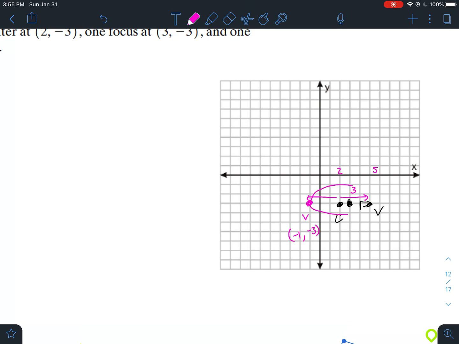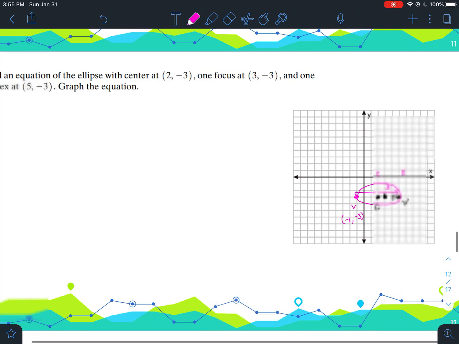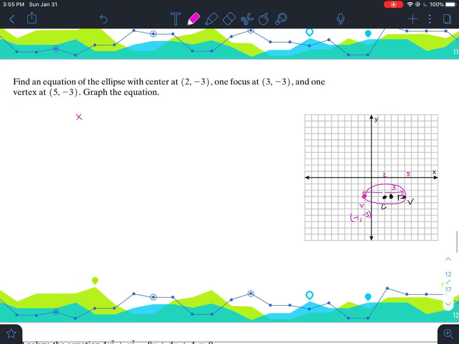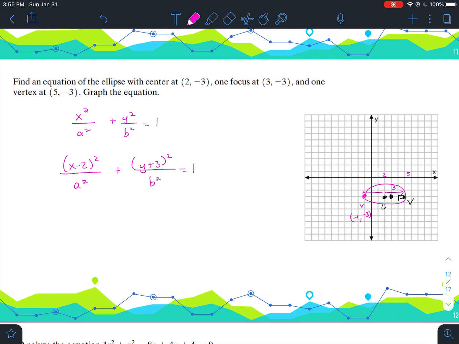And so we know that it's going to be a left and right ellipse. So it's going to be x squared over a squared plus y squared over b squared equals 1. And my center is at (2, -3), so it's going to be (x minus 2) squared over a squared plus (y plus 3) squared over b squared equals 1. We know that we moved 3 left and right to get to our vertices, so a is going to equal 3. So now I have (x minus 2) squared over 9 plus (y plus 3) squared over b squared equals 1.